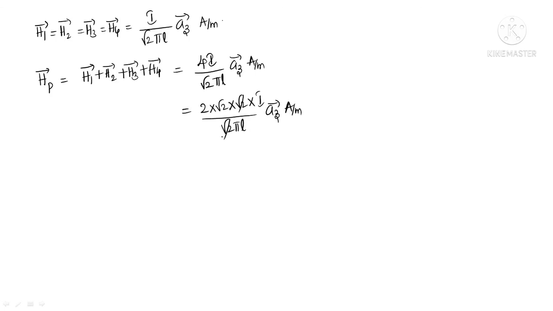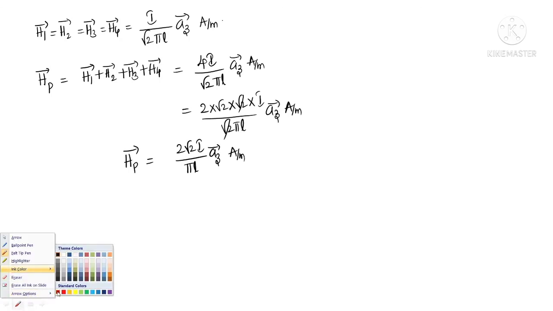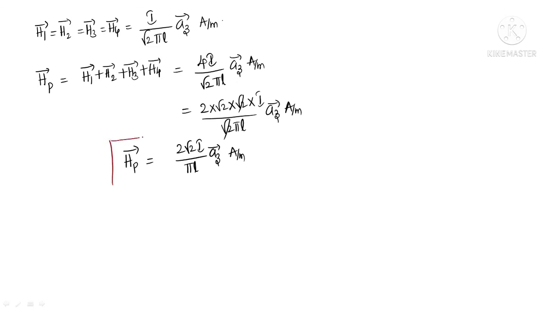So root 2 gets cancelled. So finally, H at the point P is given by 2 root 2 into I by pi times L AZ bar ampere per meter. This is the magnetic field intensity at the center of a square current carrying loop. Okay, you can find it similarly for a rectangular current carrying loop applying the same concept.